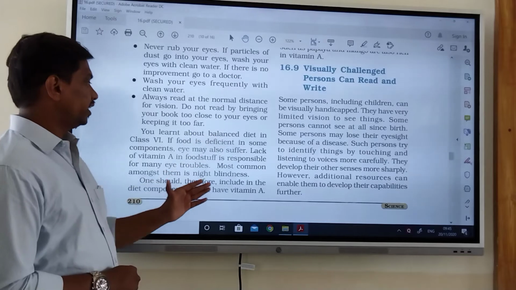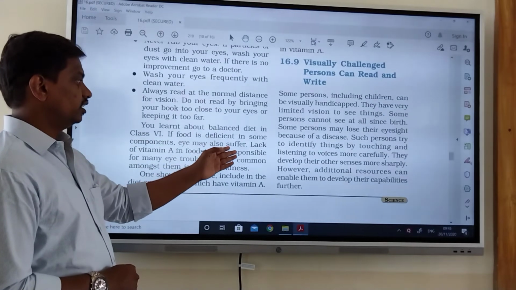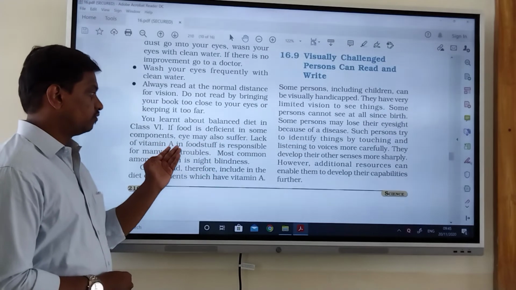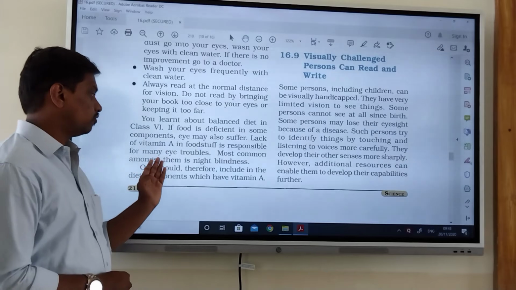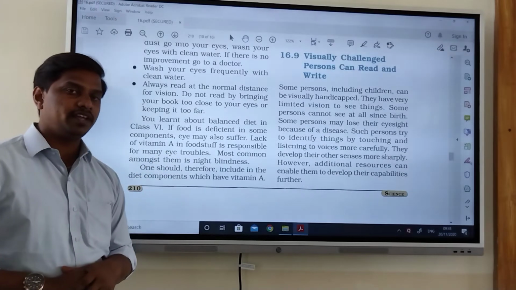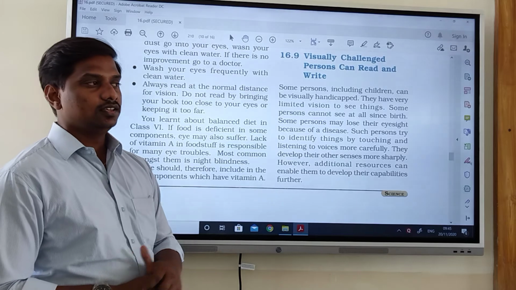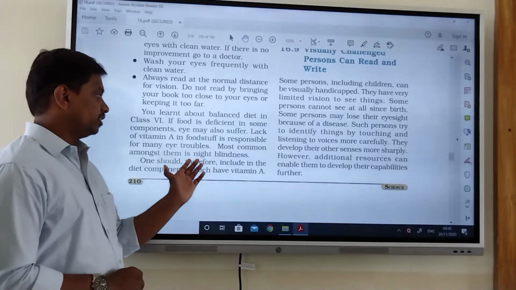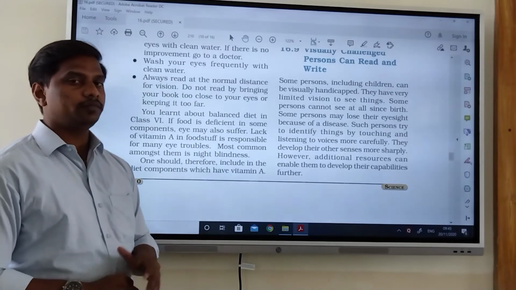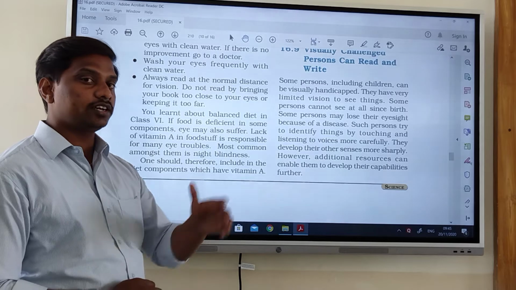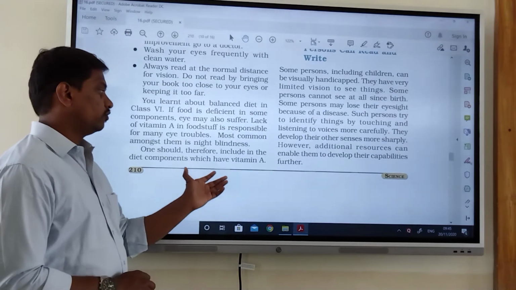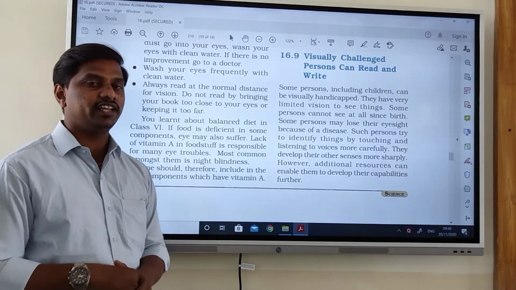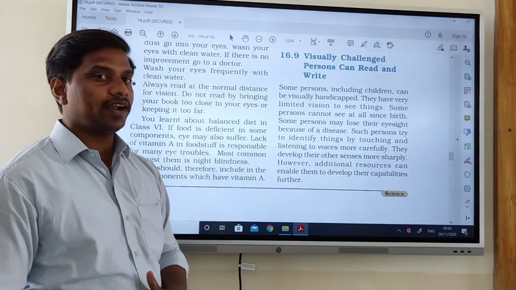You learned about the balanced diet in class 6. If food is deficient in some components, we may suffer. Lack of vitamin A in foodstuffs is responsible for many eye troubles. Lack of vitamin A causes loss of vision. Okay. The most common among them is night blindness. So one should include in the diet components which have vitamin A. That's why we have to take vitamin A for good eyes.